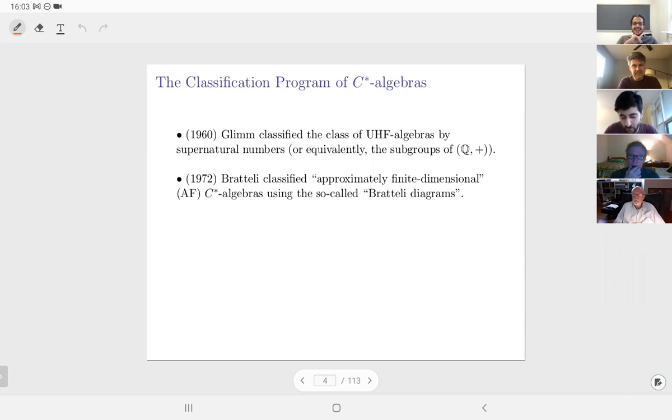By the way, I'm going to go a little bit faster because, as I said, I thought the talk was going to be an hour and a half, but it's apparently one hour. So I probably have too many slides.